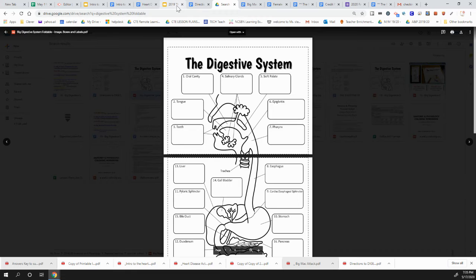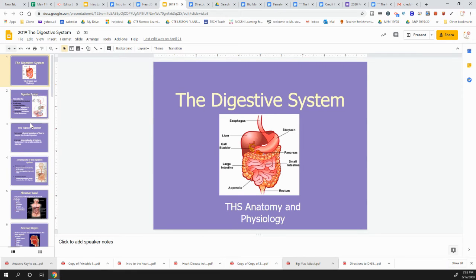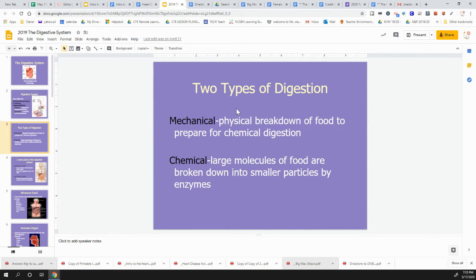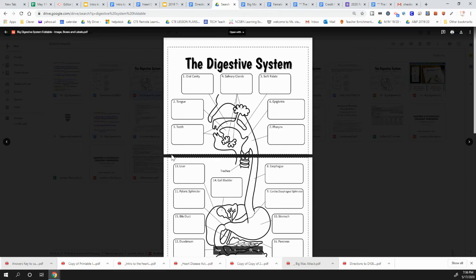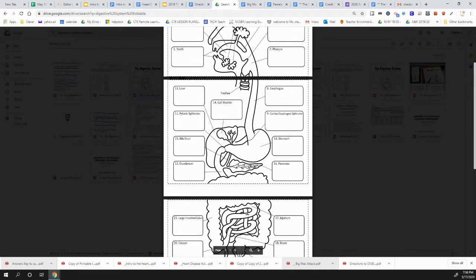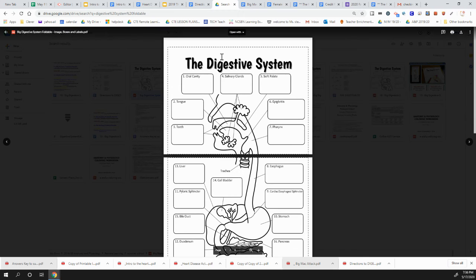You can use this PowerPoint right here, the digestive system, for your answers, or you can look them up on the web somewhere. And here are the directions. So with these, you'll cut them out, cut on the dotted lines, and then you'll tape them together so that it makes it foldable. So just follow those directions there. Basically, you'll cut this one out, tape it to this one, the second one, and tape the bottom one here on the dotted line to the second one.